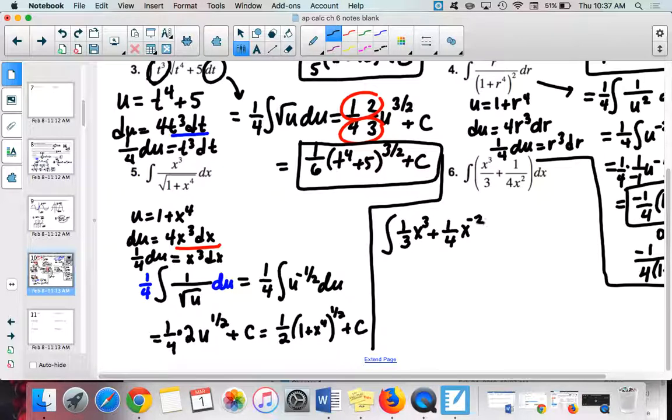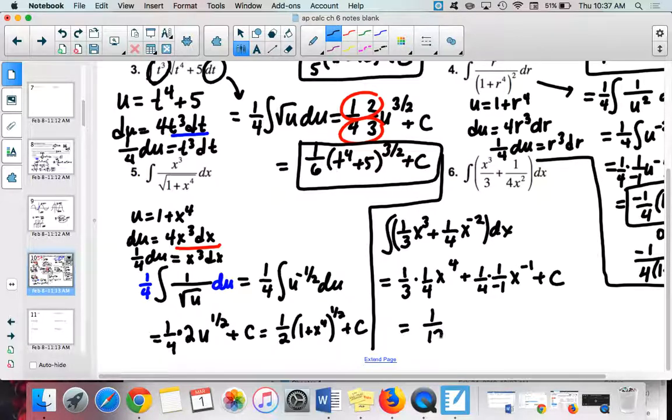Negative 2. So then we integrate it, right? So we do 1/3. I'm going to have my x to the fourth with a 1/4, right? I'm going to have my 1/4. I'm going to add 1 to the power. 1 over negative 1 is just negative 1. Multiply those, plus c. So your final answer should be 1/12 x to the fourth minus 1/4 times x to the negative 1, or you can put the x down here with a 4, plus c.